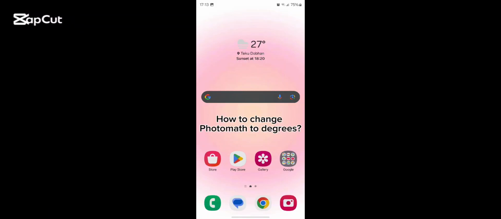So today in this video we are going to discuss how to change Photomath to degrees. So without wasting much of our time, let's get straight into the video.